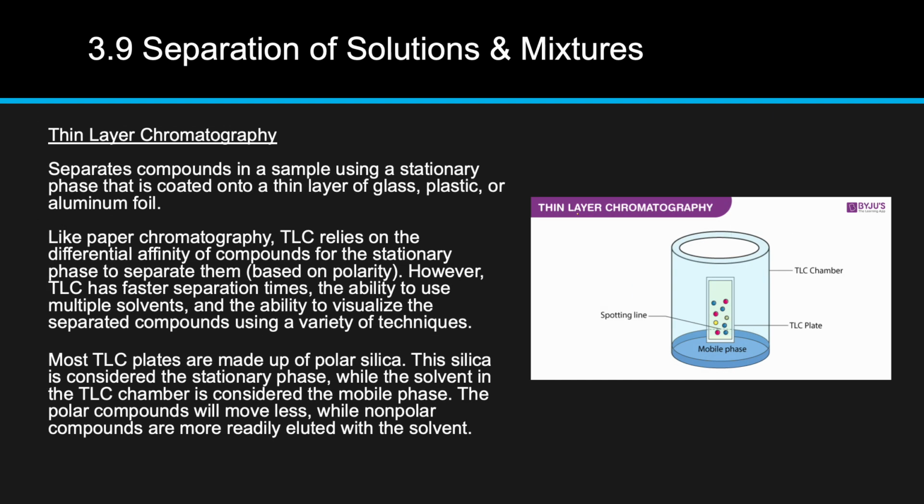All right, so we went through paper chromatography. The next type of chromatography we're going to talk about is TLC, or thin layer chromatography. It's very similar, but instead of paper, it's going to use a thin layer of material, and usually that material is silica. So the silica, in this case, would be the stationary phase, while the solvent will still act as the mobile phase. So compounds are going to move at different rates depending on their polarity.